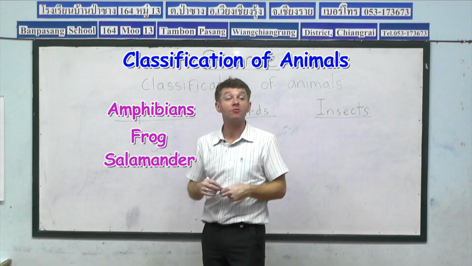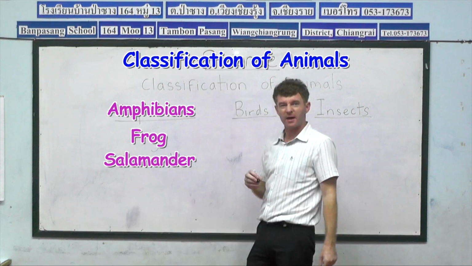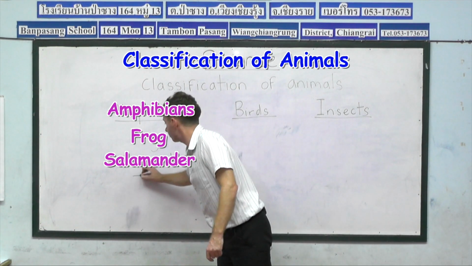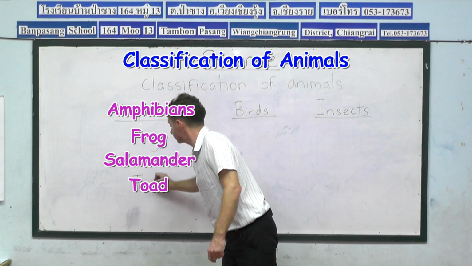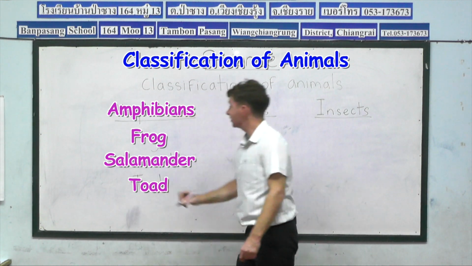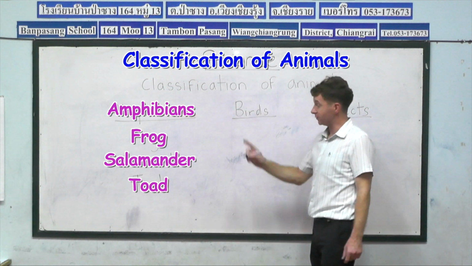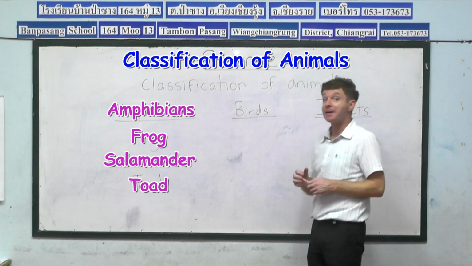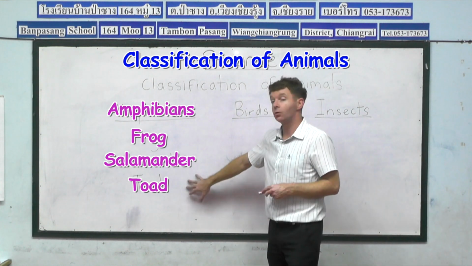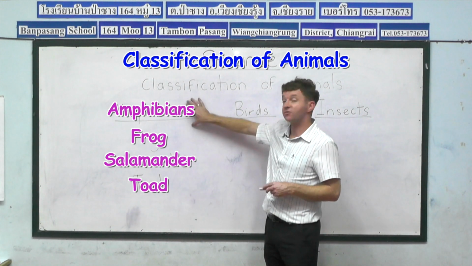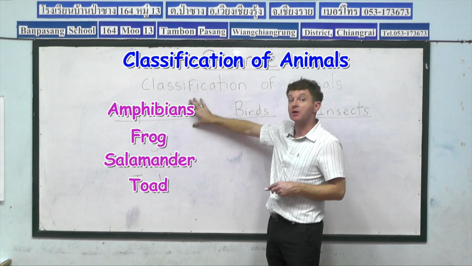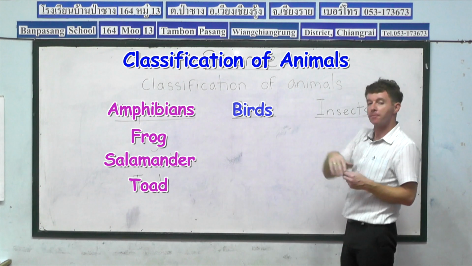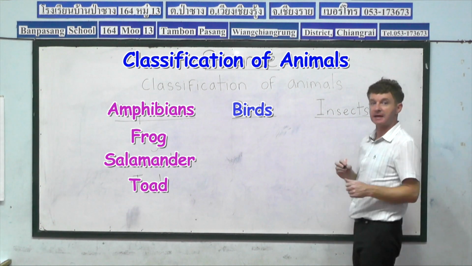Yes, a toad is another frog-like creature and is also an amphibian. So we've got some good examples there, guys. Frog, salamander, and toad. These all belong to the amphibian category of animals. But how about birds? Eagle, yes.